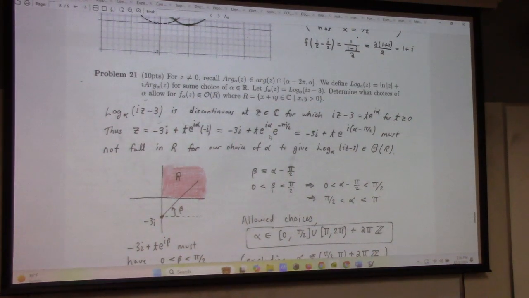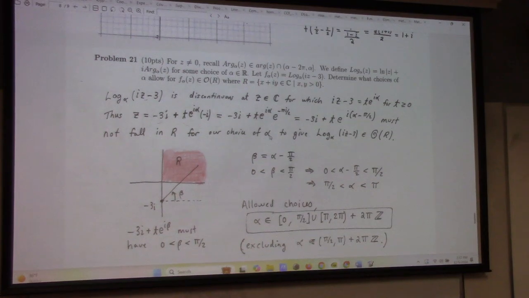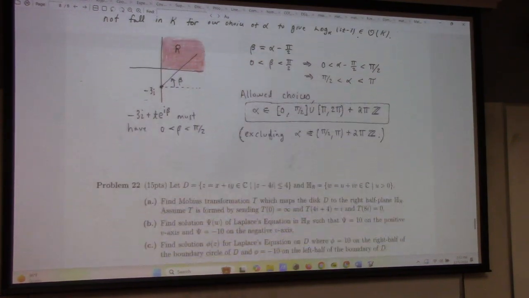Let's see here. I define arg sub alpha to be the argument that ranges between alpha minus 2 pi and alpha in this case. Determine what choices of alpha allow for... well, I'm too tired to talk about this today, but that's an interesting problem. You should look at it.